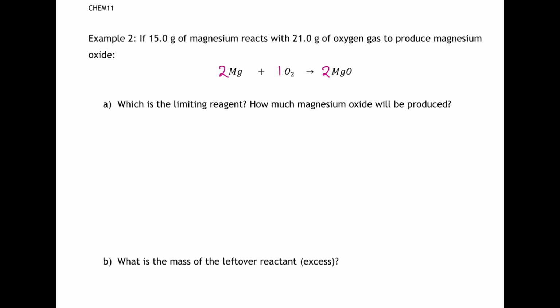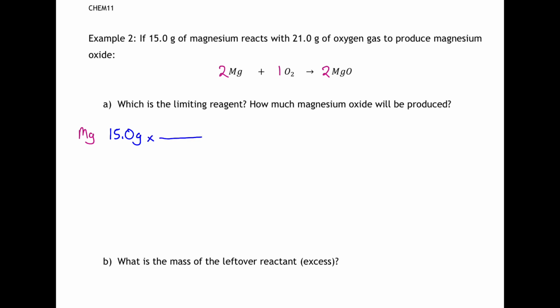So we have this ratio to start with. So to find out which one's limiting, we have to do both of my reactants to try to make how much magnesium oxide will be produced. So let's just start with magnesium, and then we'll do the oxygen below. So same as we did before, 2 sets of these calculations. Start with magnesium, and we will do 15.0 grams of the magnesium.